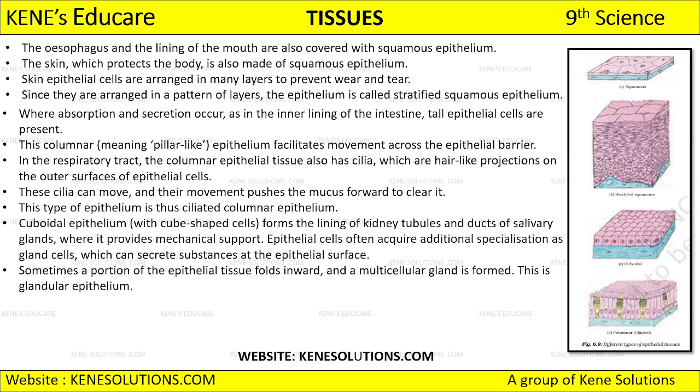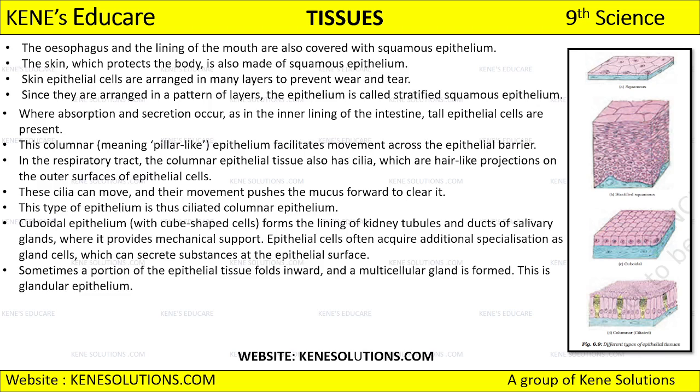So lastly we have cuboidal epithelium. Cuboidal epithelium forms the lining of the kidney tubule and the duct of the salivary gland, which is going to provide mechanical support. Along with that, they also acquire some additional specialization as gland cells, because these gland cells can secrete substances at the epithelial surface.